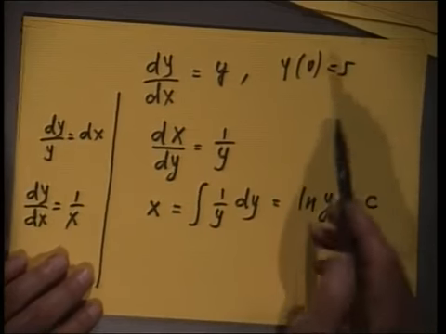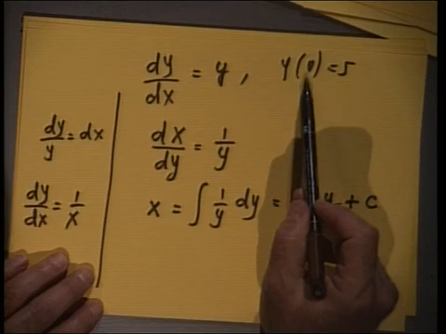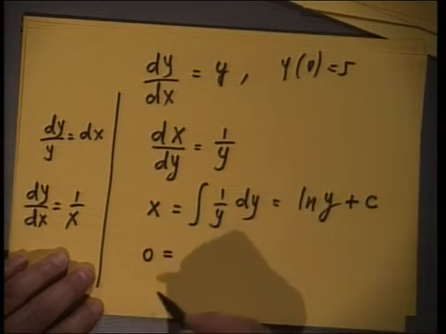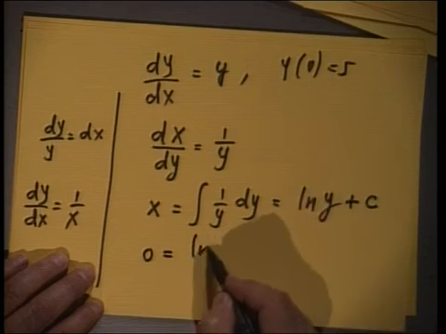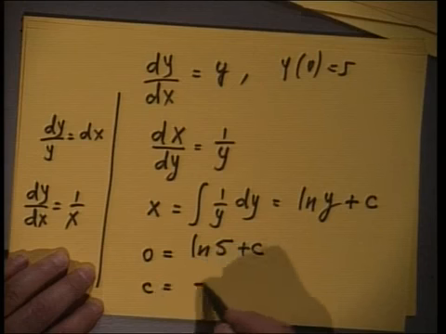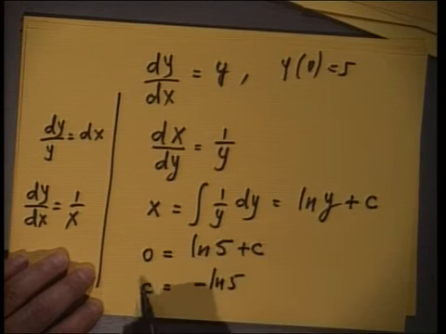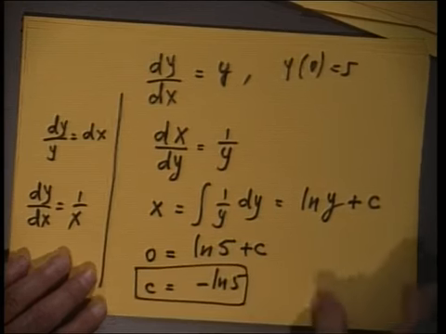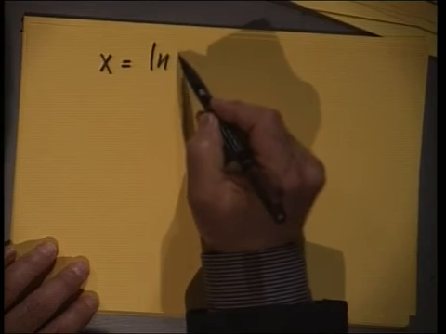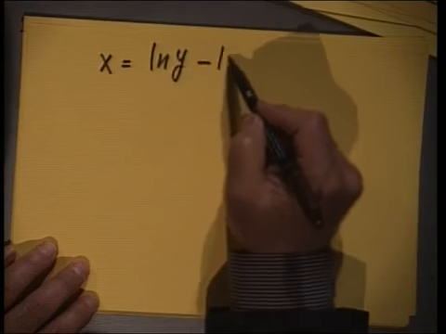Now you have what? It tells you that at x equals 0, y is equal to 5. So all you have to do is substitute x equals 0, and ln y gives you ln 5, plus c. And from this you obtain c is equal to minus ln 5. So if c is equal to minus ln 5, what is the function x? You get directly that x is equal to ln y plus c, which is equal to ln y minus ln 5.